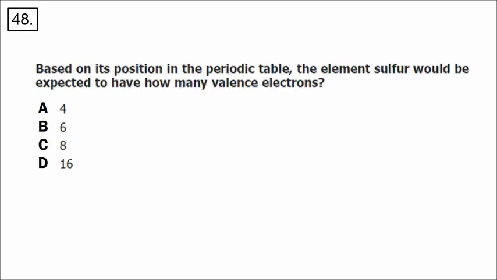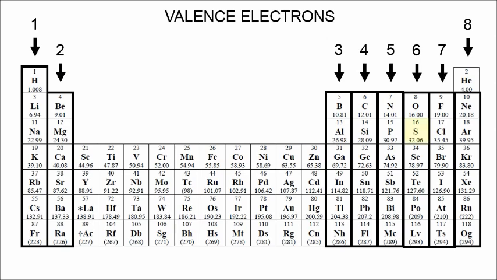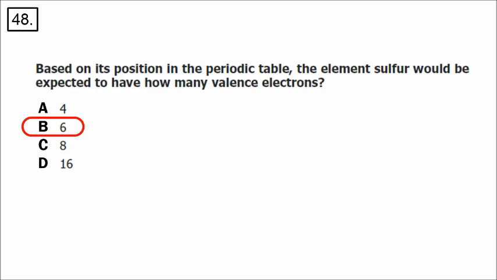Number 48. Let's find sulfur on the periodic table. It's in group 16. It has 6 valence electrons. Correct answer is B.